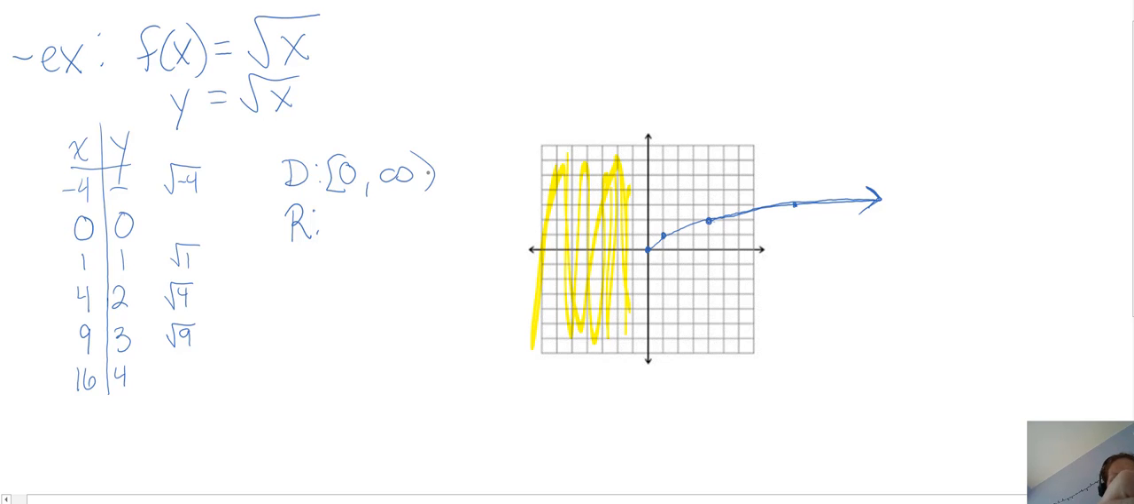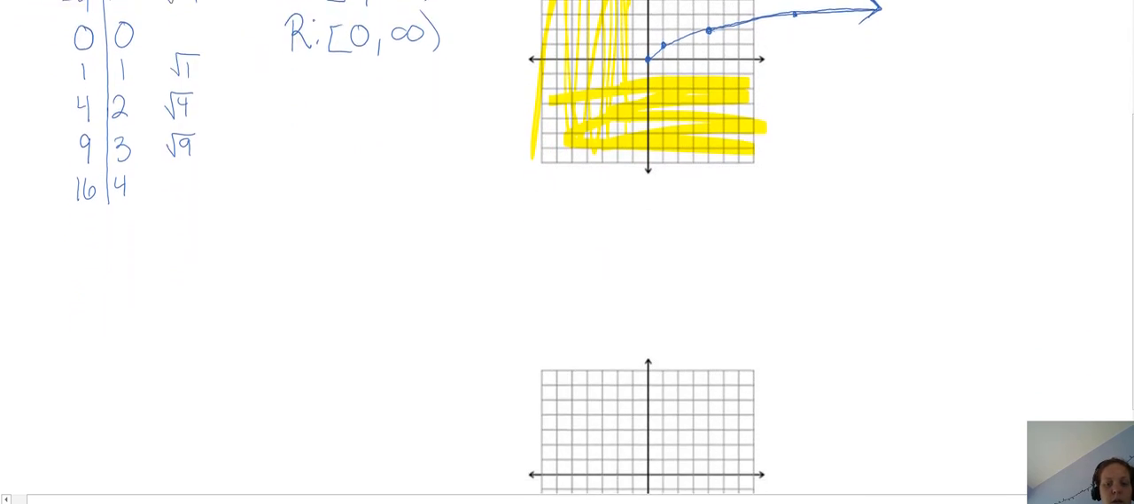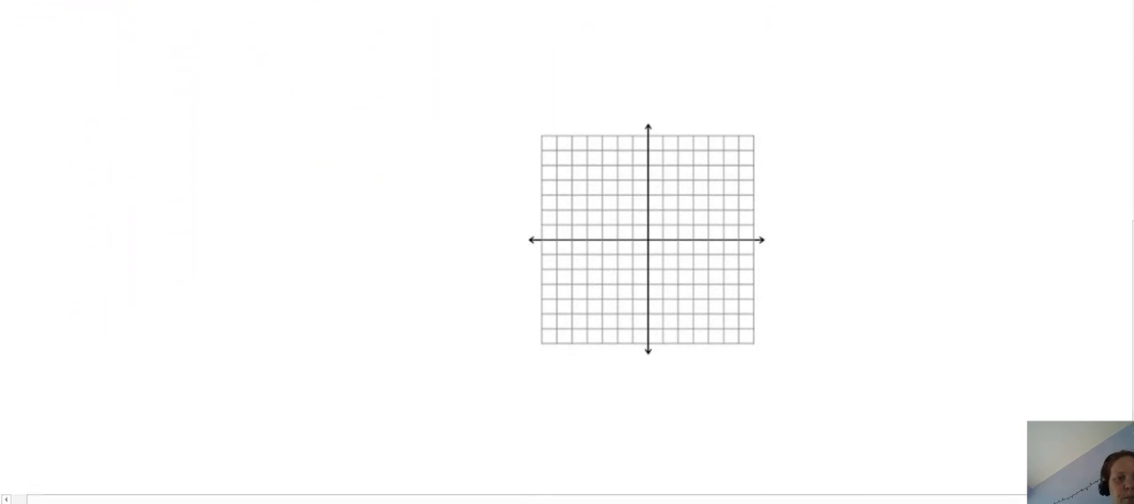Range is the same thing. If I think about it, I don't get any negative answers. When I plug in a positive x, I can't output a negative y. So also this is going to be 0 to infinity. Okay, then let's do one more.